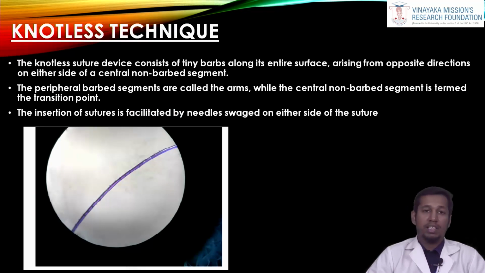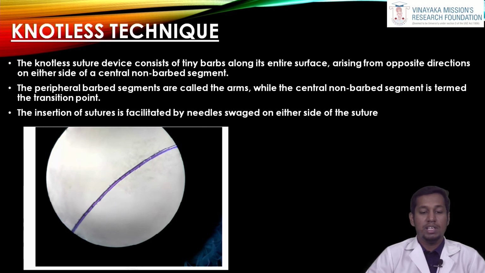So coming to the next technique, that is the knotless technique. This is a very recent advance that has been mentioned in the literature. The knotless device consists of tiny barbs. Barbs are tiny projections. As you can see in this picture, you can see the small barbs on the suture material. This barb is a small elevation on the suture, present along the entire suture material, arising in opposite directions on either side of the central non-barbed segment. The peripheral barbed segments are called the arms.